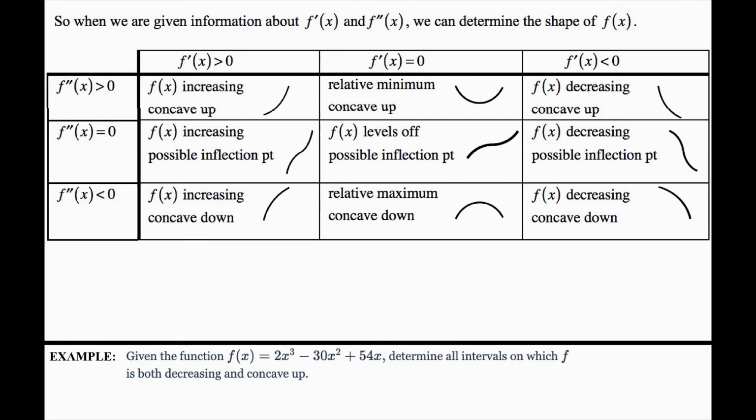Okay, so it's more of a cheat sheet. It'll help us more tomorrow, but I wanted to put it on there because of questions you will see, just like the one on the bottom here. I'm looking for where it's decreasing and concave up. Decreasing is right here. So I'm looking for where the first derivative is negative, but the second derivative is positive.